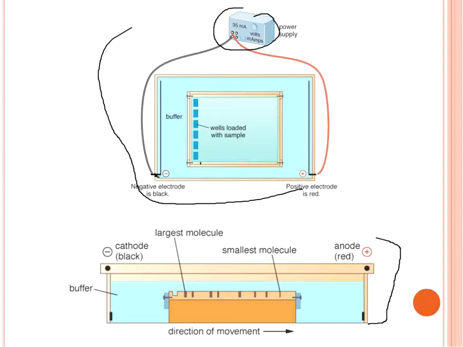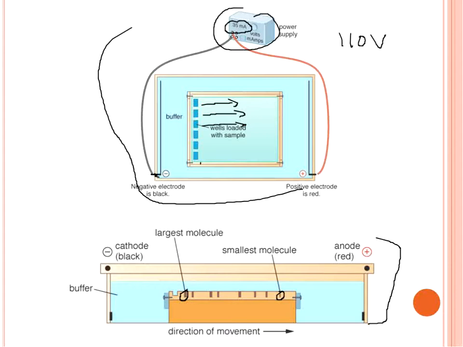And once you turn the power supply on, usually we would run this around 110 volts, sometimes higher. And we run a current of about 35 milliamps. And so the DNA is going to start moving that way, and it's going to be off to the races. And then you will have the smallest molecule. If you look at it from the side, the smallest molecule is over here, and the largest molecule is over here, right? And so you will end up with bands.